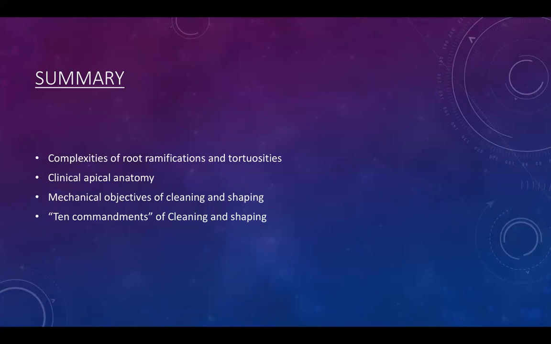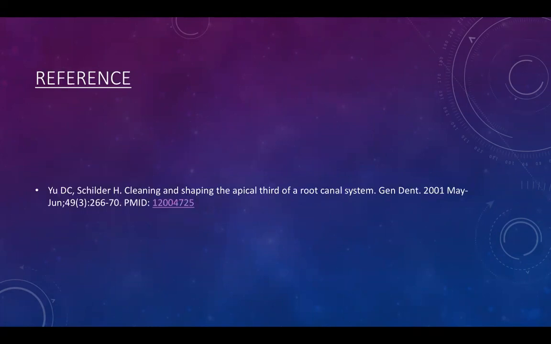So in summary, we've talked about the importance of cleaning, shaping of the apical third of the root canal. It is the hardest because of the complexity of the anatomy. We discussed the importance of knowing each apical anatomy, knowing the clinical apical anatomy and the mechanical objectives of cleaning shaping, and we discussed the 10 commandments of cleaning shaping, which we want to reach that ideal stage, although we're trying to be as close as possible to increase the success of our root canal treatment.